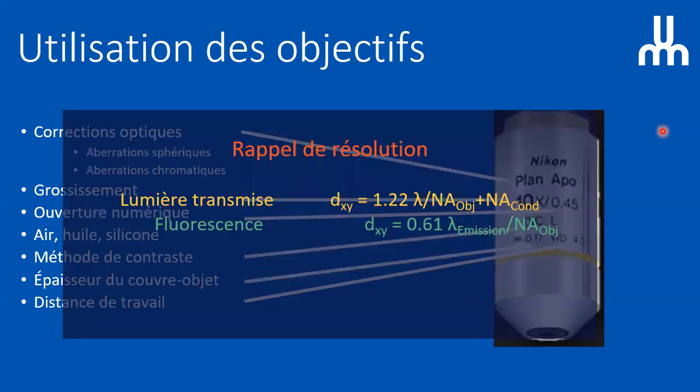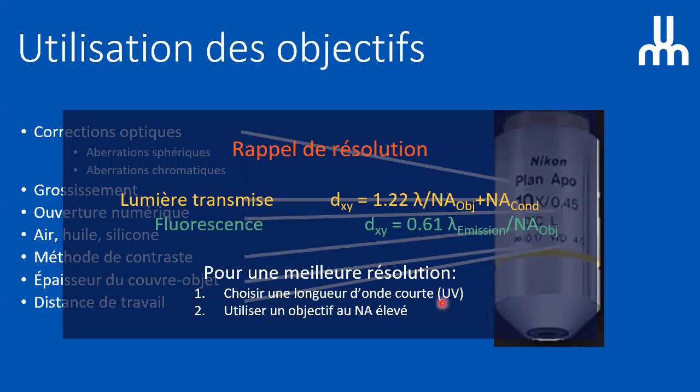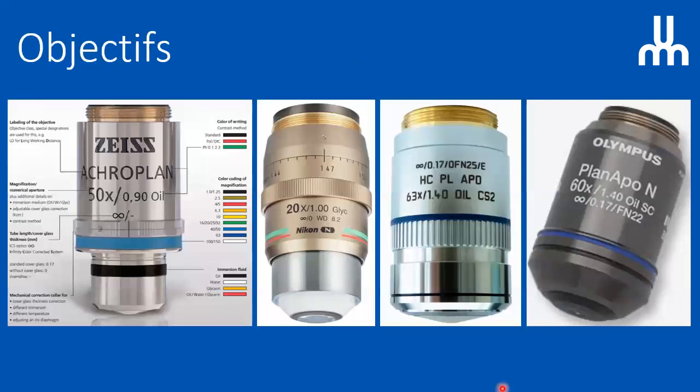It depends on the numerical aperture and the wavelength, and it's different for transmitted light and fluorescence. If you choose a shorter wavelength, you have a higher resolution. If you choose a higher NA, you have better resolution. Obviously, the company doesn't make it easy.